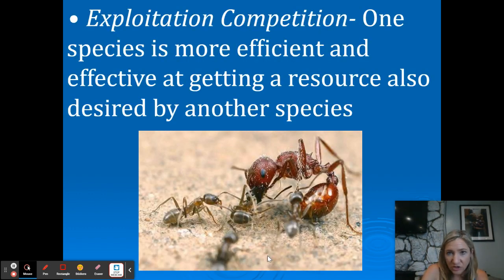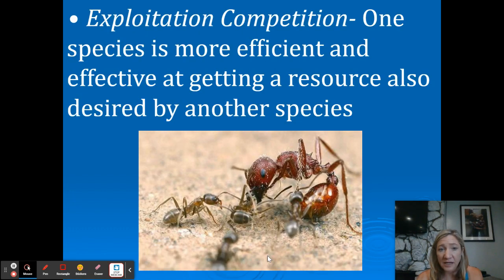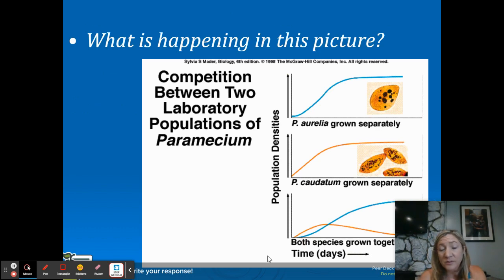There's also exploitation competition. I don't see a lot of questions on this one, but it's still good to understand the concept. One species is more efficient or effective at getting a resource than the other, and therefore they're going to beat out their competition. I love this example. This goes back to exploitation competition, and this was in a lab setting. You have these two species of Paramecium, and on their own, in a petri dish, they have almost the same curve. They're really similar in terms of how they grow and what their population densities are like.